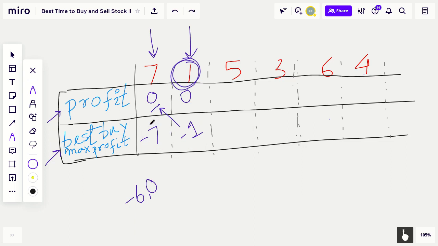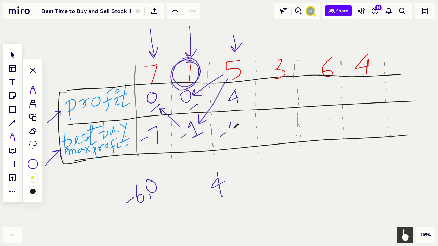Again, when you are at 5, add 5 to -1, because that is your best buy, and this is where you are trying to sell. So you're getting 4. Obviously 4 is greater than 0, so you're putting 4 over here. At the same time, you subtract 5 from 0 and get -5, and between -5 and -1, -1 is still better, so you are putting -1 over here.